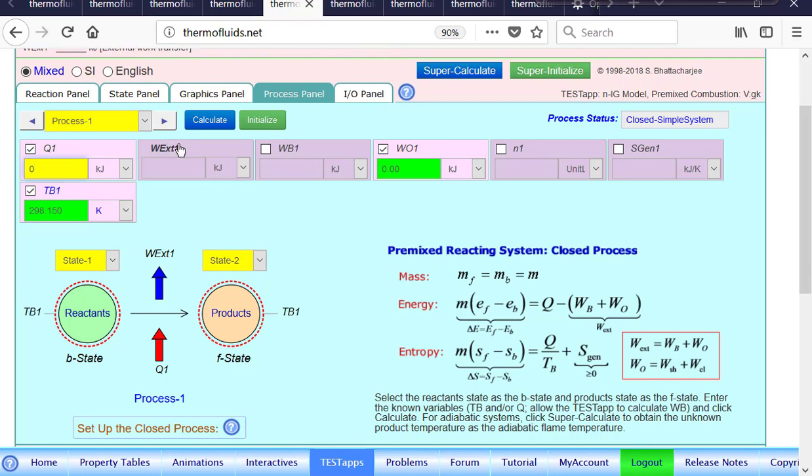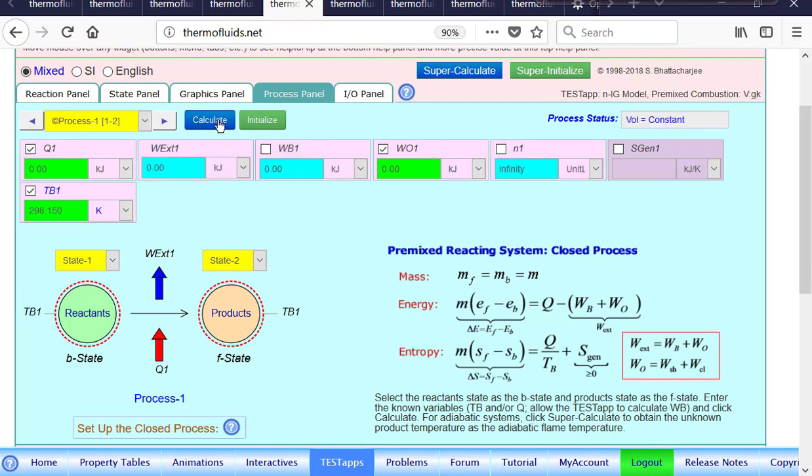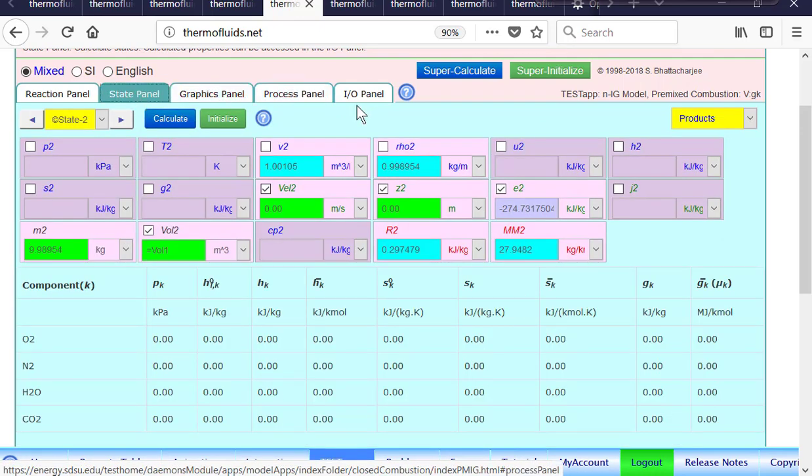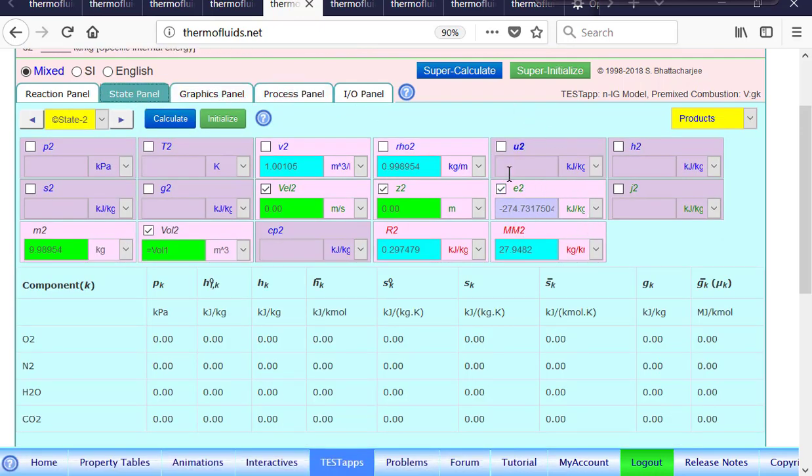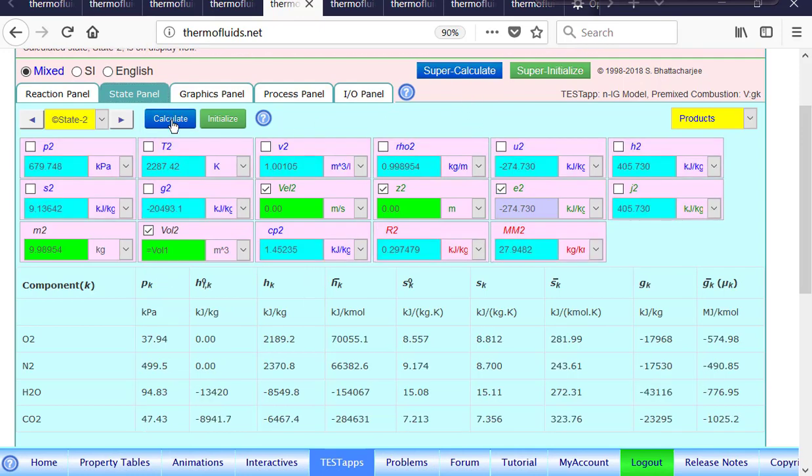And if I do a calculate, it finds boundary work is zero because the volume doesn't change. But if you go to the state panel, you'll see it has calculated the energy, specific energy, and substituted here. So a supercalculate or a calculate here will produce the temperature. The final temperature, as you can see, is 2287. Of course, it's for a lean combustion. For theoretical combustion, it'll be much higher. Theoretical combustion means 100% theoretical air.